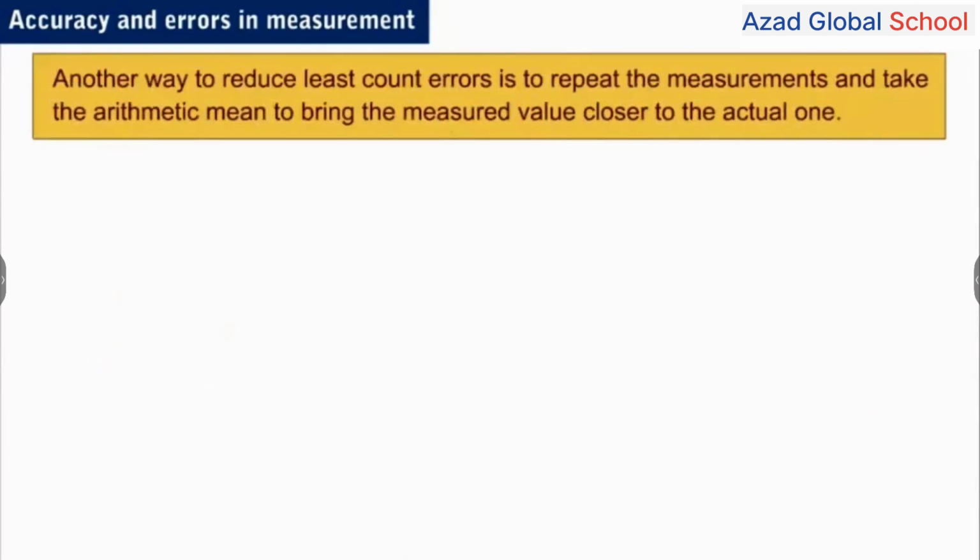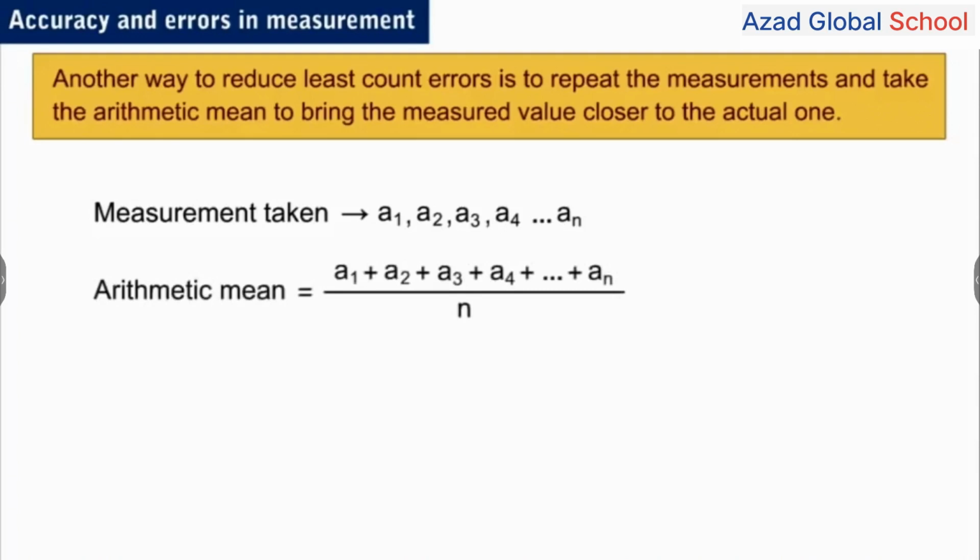Another way to reduce such errors is to repeat the measurements and take the arithmetic mean to bring the measured value closer to the actual one. If n measurements are taken, say A1, A2, A3, A4 and so on till An, then the final value will be taken as the arithmetic mean of these n measurements. In the absence of the true value of measurement, this arithmetic mean is treated as the true value.